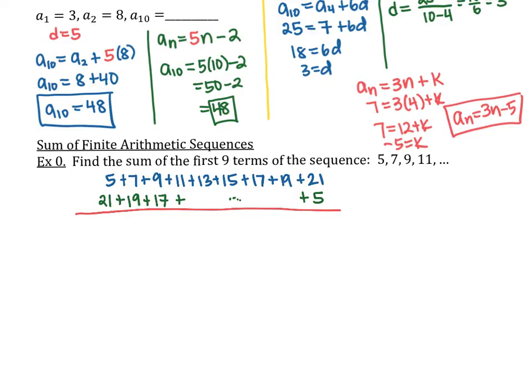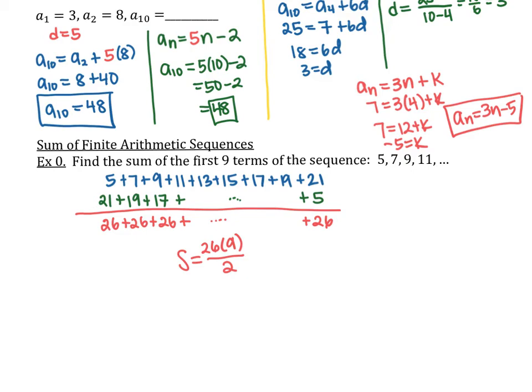So if I do 5 plus 21, I get 26. 7 plus 19 is 26. 26. And if I keep going, this would just end up being a bunch of 26 added together. So the formula is basically, how I could figure this out easier, is I would do 26 times how many terms are there? There's 9 terms, so I have 26 times 9. But because I added the sequence twice, I am going to divide by 2. And this would give me the sum of the first 9 terms of the sequence.